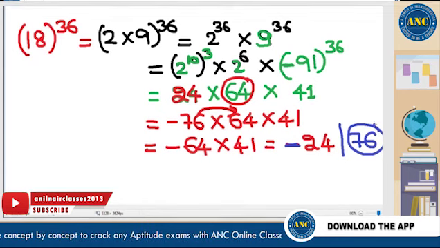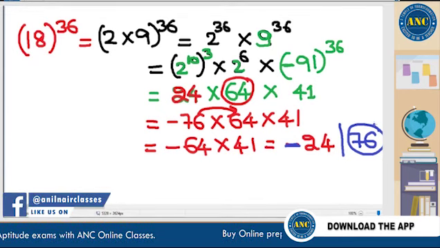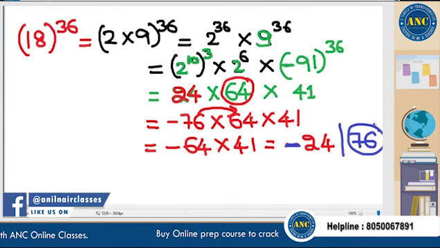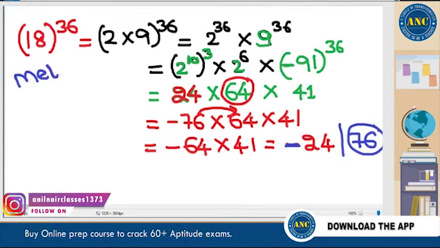Answer for this question is how much? Answer for this question is 76. I hope it is clear, sir. But this is one of the methods of solving it.